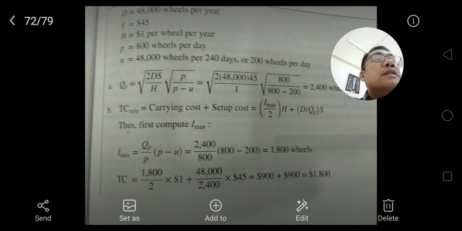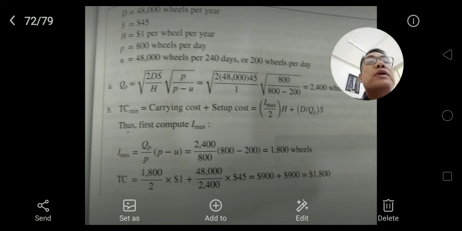Problems, it depends. Sometimes the carrying cost is stated as a dollar value or a peso value per unit. But sometimes carrying cost is a percentage of the unit selling price. So tingnan nyo na lang sa problem kung ano ang given doon. Pero parehas lang naman. P, which is referred to as the production or delivery rate per run, is at the rate of 800 wheels per day. Again, what is P? Yun yung napoproduce na wheels per setup or per run, 800.